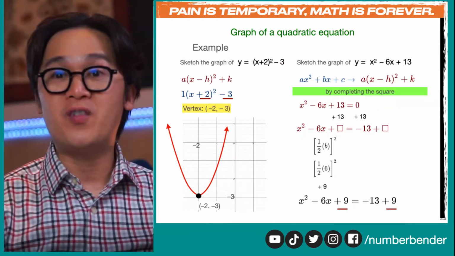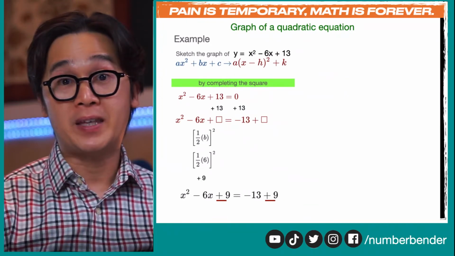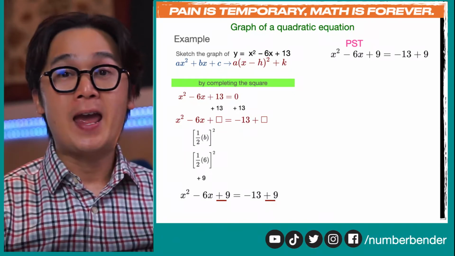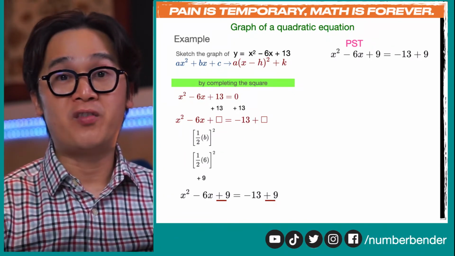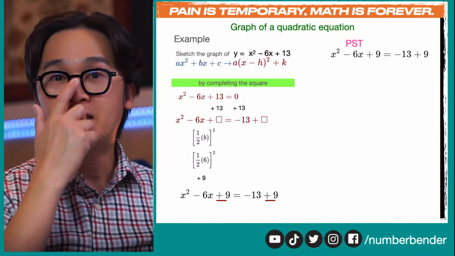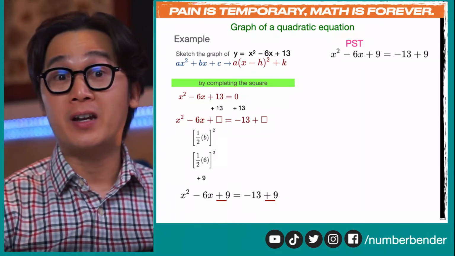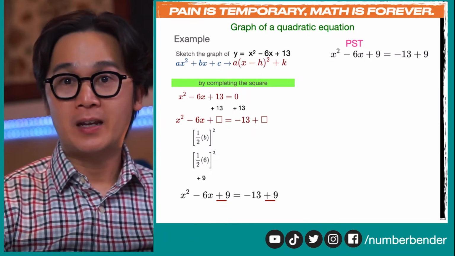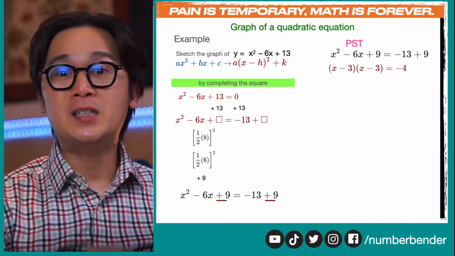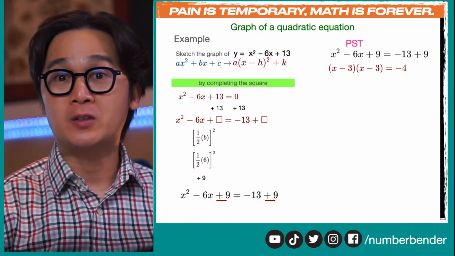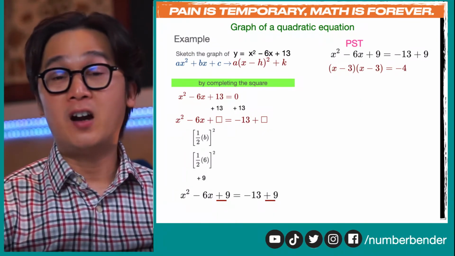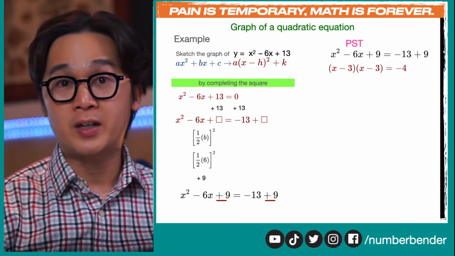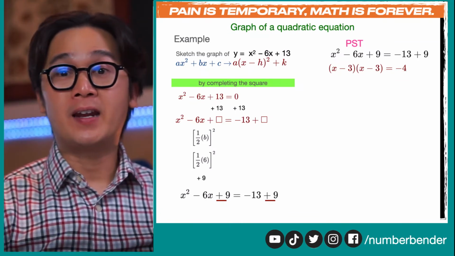The reason why we're modifying it is because we're trying to produce a PST. And a PST is x squared minus 6x plus 9. PST is short for perfect square trinomial. And why is it a perfect square trinomial? Because if we factor it, we find this particular set of factors, and you will notice that they are identical. They are called the perfect square trinomial because if we simplify x minus 3 times x minus 3, we can square it, creating a square of our binomial.